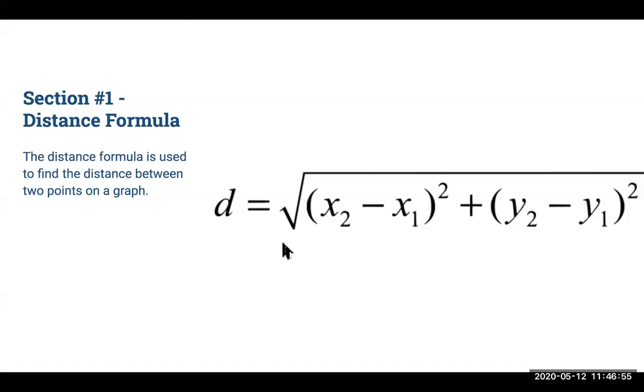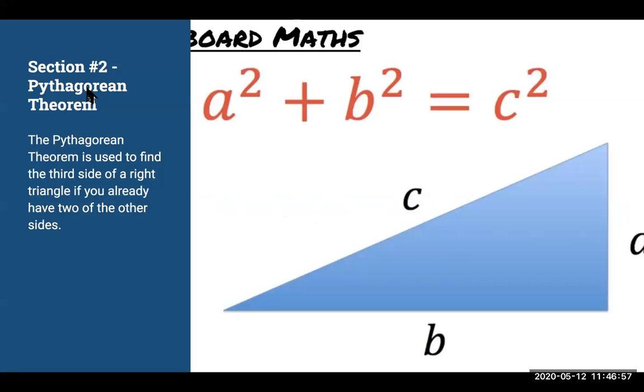Section 2 is the Pythagorean theorem, which is used when you have a right triangle and want to find the third side when two sides are already given. The formula for this is a squared plus b squared equals c squared, where c is always the hypotenuse of the right triangle.